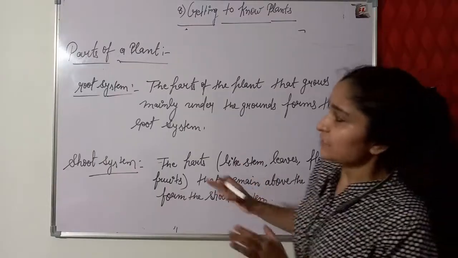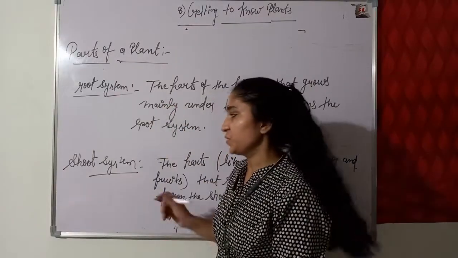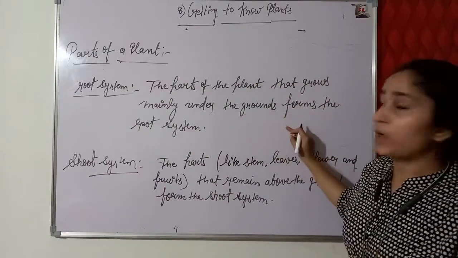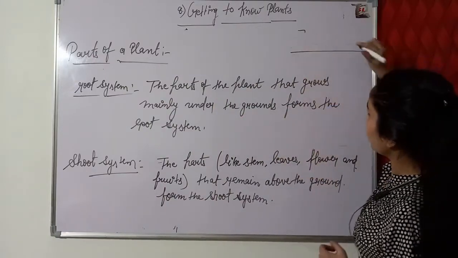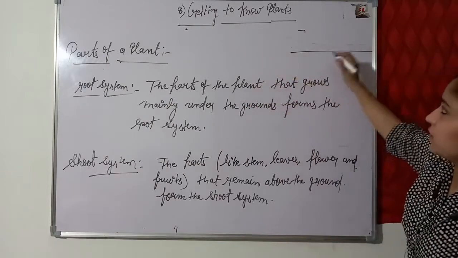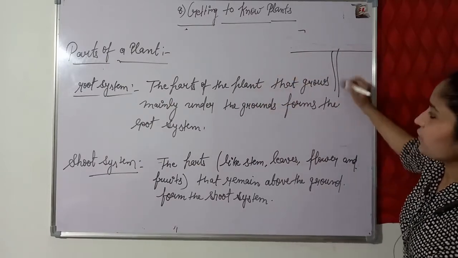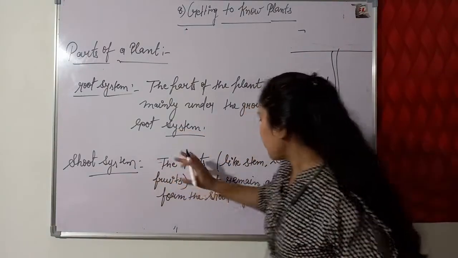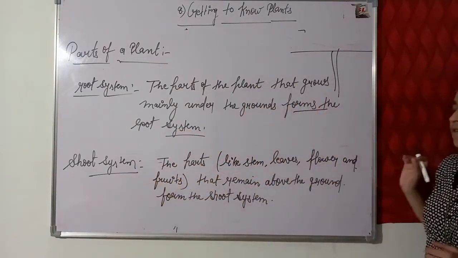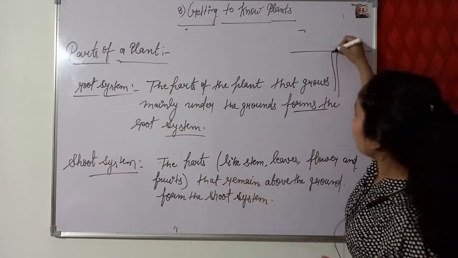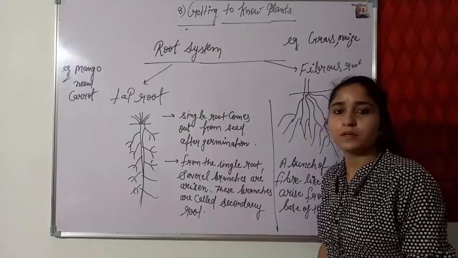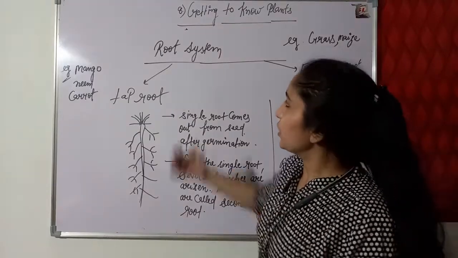Students, these are the definitions of root system and shoot system. The parts of the plant that grow mainly under the ground, under the surface of the soil, form the root system. And the shoot system is the parts like stem, leaves, flowers and fruits that remain above the ground.